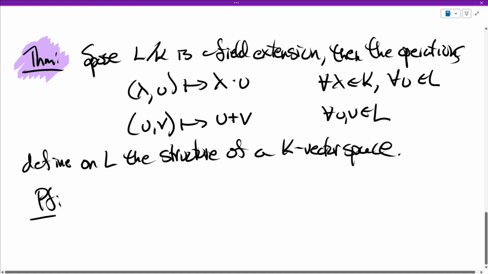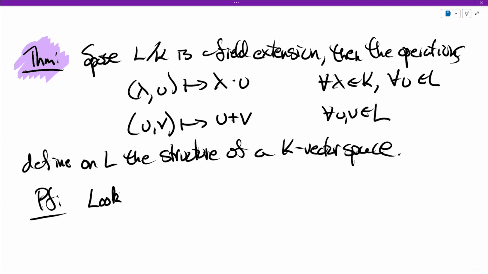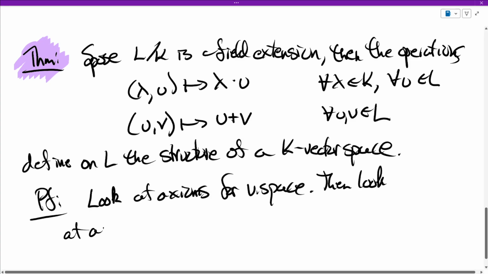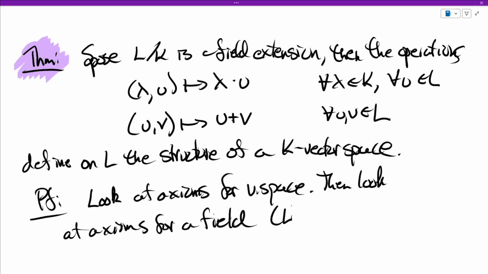I'm going to say take a moment and pause and just look at any article. Wikipedia is a good source for this. Look at the axioms for a vector space. Then open up a separate page and look at the axioms for a field. Keep in mind L is a field here. And then ask yourself, which of those field axioms will give us the axioms for the vector space, and are we missing any axioms for a vector space? And you're going to find that you're missing absolutely nothing.